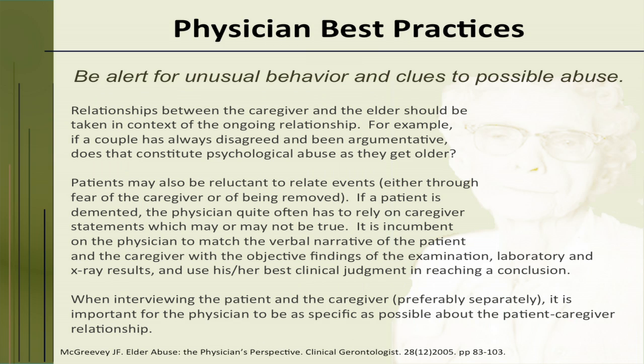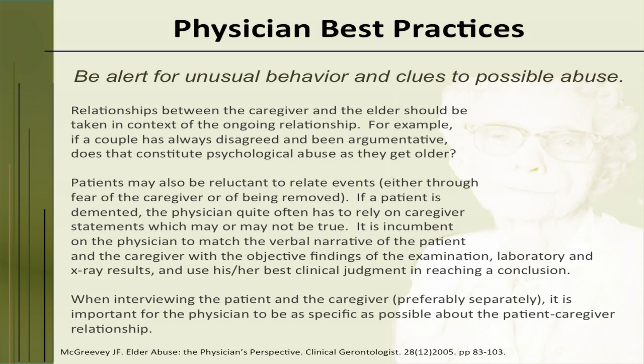Okay, so relationships between the caregiver and the elder should be taken in context of ongoing relationships. That doesn't mean that when a case comes in and a caregiver who may be the husband of his wife, and maybe they argue and maybe he yells a little bit and maybe she yells a little bit. Well, if that's been the ongoing relationship between these two people for their entire lives, it may not be considered abuse. So we have to take these things into the actual context.